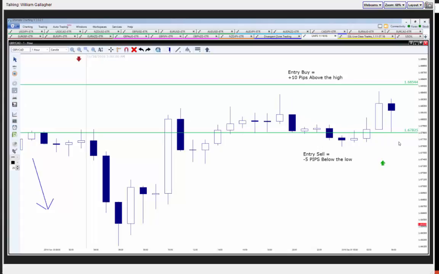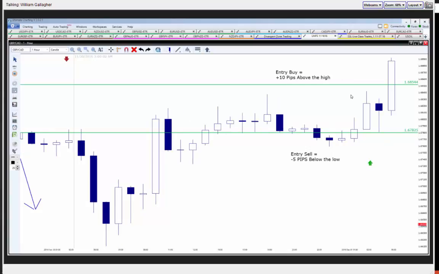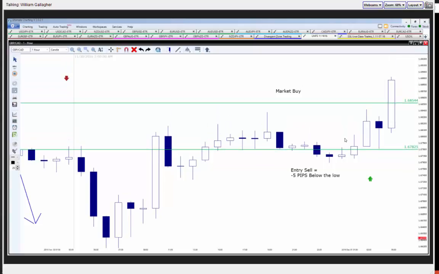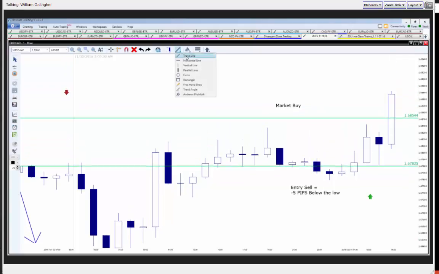So 2 hours later, the market comes down, doesn't quite trigger our entry sell, rallies up and triggers our entry buy. So in this case right here, that entry buy just became a market buy, meaning that we're now in the market and we're going long on this trade right here. So what that has done is that gave us that educated opinion to look for this market, that directional movement to go bullish here. So we're now in the market buy.